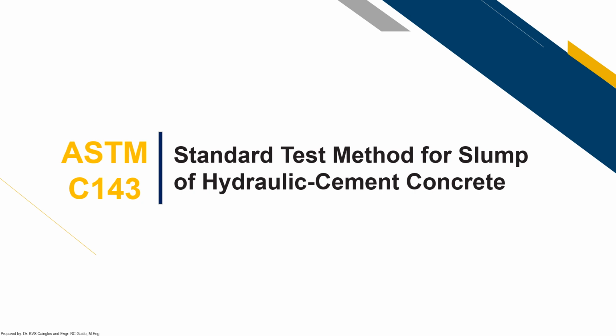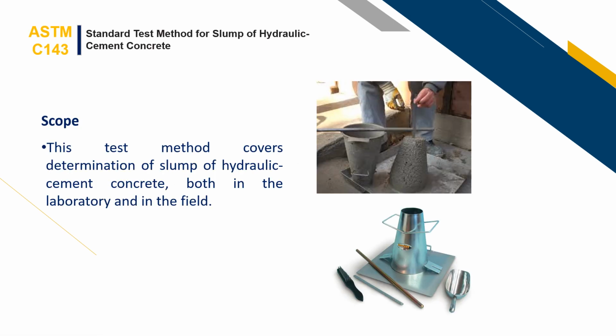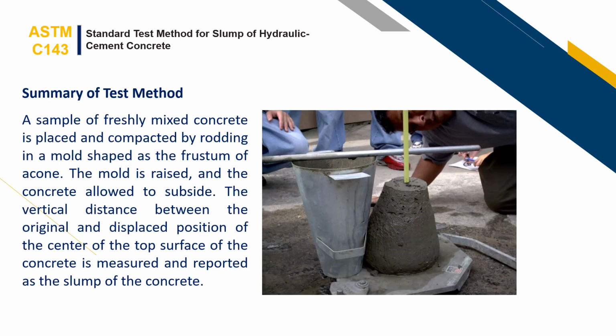Now we talk about one of the field tests for concrete, which is ASTM C143, or the standard test method for slump of hydraulic cement concrete. The scope of this test method covers the determination of slump of hydraulic cement concrete, both in the laboratory and in the field. For the summary of test, a sample of freshly mixed concrete is placed and compacted by rodding in a mold shaped as the frustum of a cone.